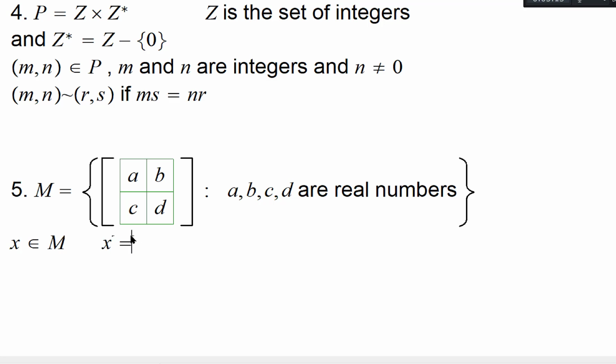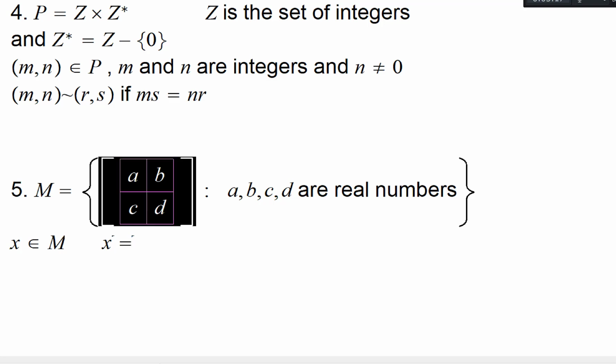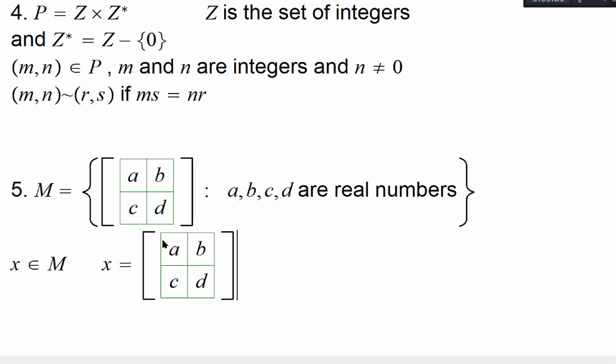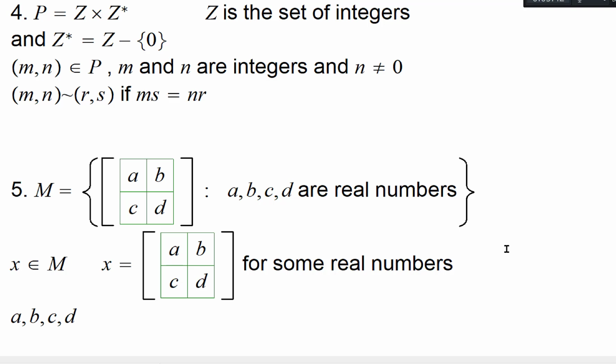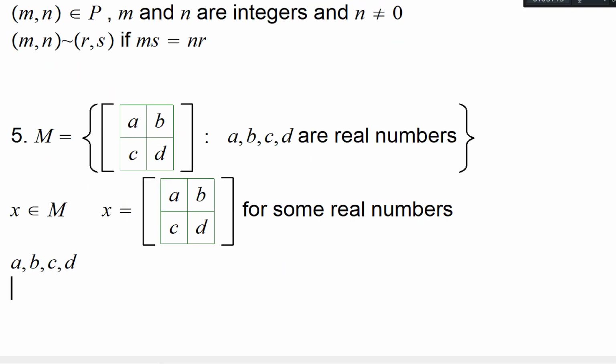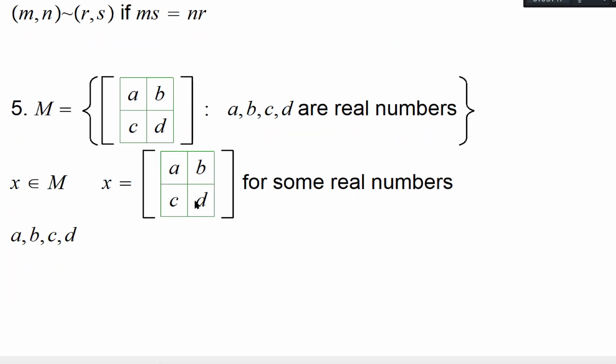I'm still deciding. All right, let's continue with a small x. So here it's going to be A, B, C, D for some real numbers A, B, C, D, right? Okay, good. All right, so we have not defined a relation here yet. So let's just go ahead and define a relation.